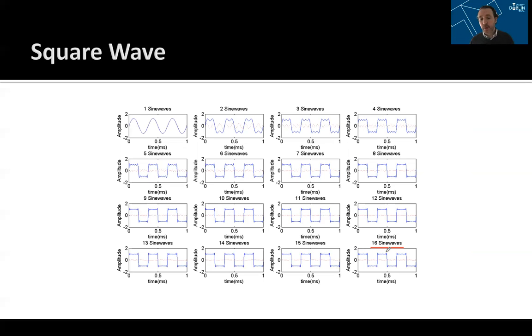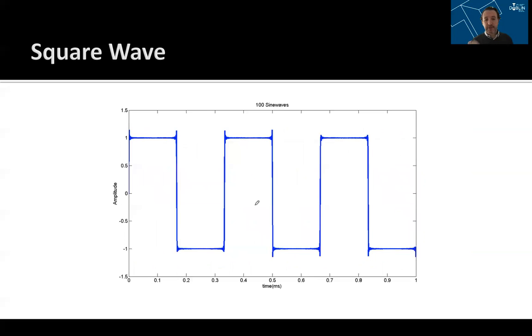Now, why do we use square waves? It's because for testing machines, it's very nice to put in something that has a square wave because it's a very sudden jump into the system. And that's why when you do testing of electronics or things like that, square waves come in. And that's what it looks like for 100 sine waves.